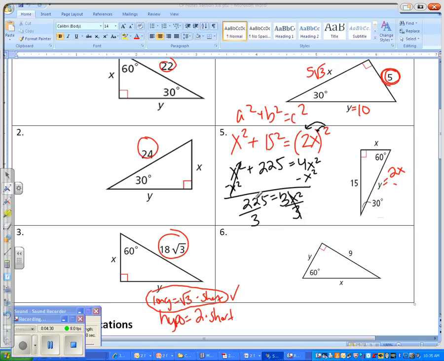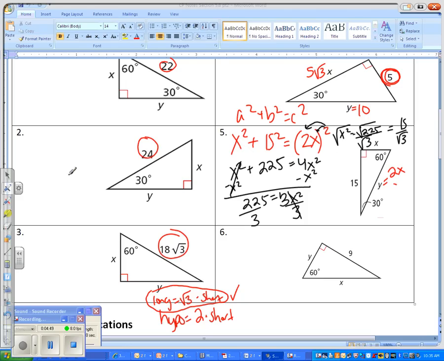And now what do I have to do? I have to do the radicals, because I have x squared equals 225. So to get that alone, I'm going to have to take the square root. So I'm going to take the square root of 225 over the square root of 3. And the square root of 225 is 15 over radical 3.